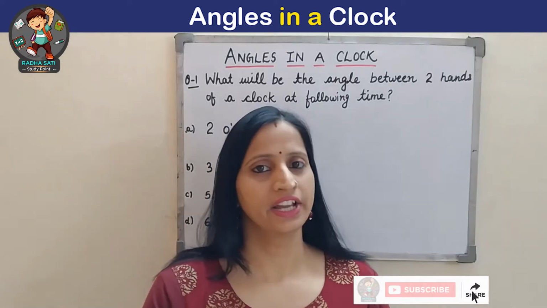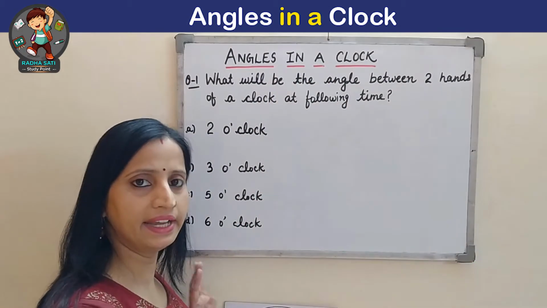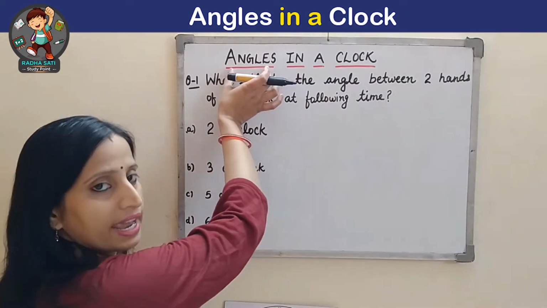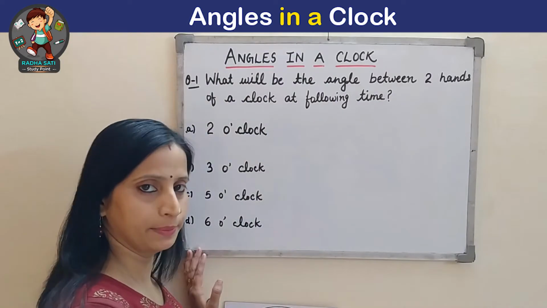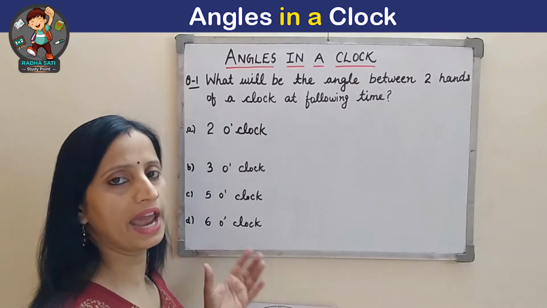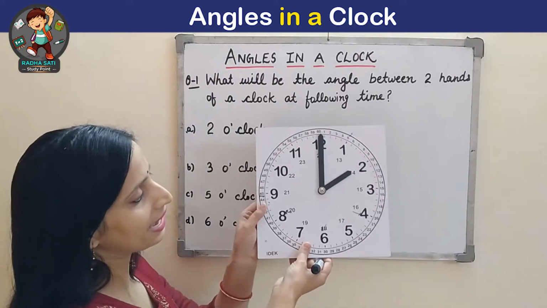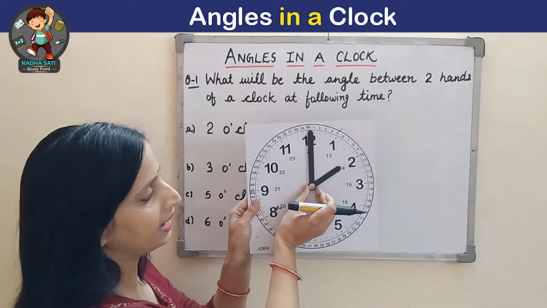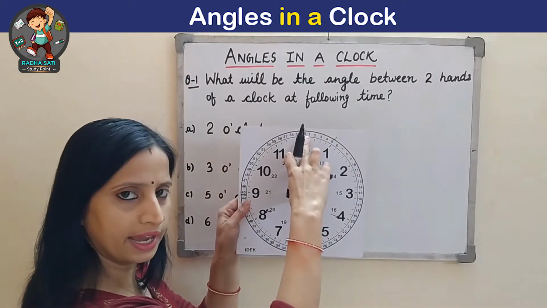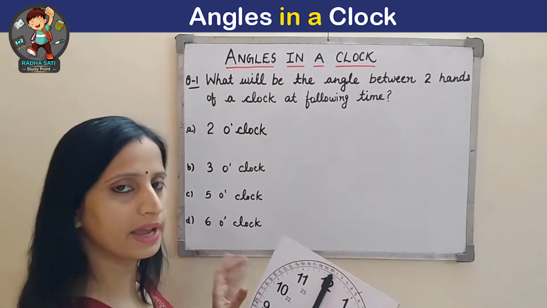Everyone, welcome back. In today's video, we will learn about the angles formed between the hour hand and the minute hand of a clock. We have already learned what an angle is and which are its different types. So today we will learn how to find the angles formed by the hands of a clock with the help of this analog clock. It has two hands. The shorter hand is called the hour hand and the bigger hand is called the minute hand. We will understand these angles with the help of some examples.